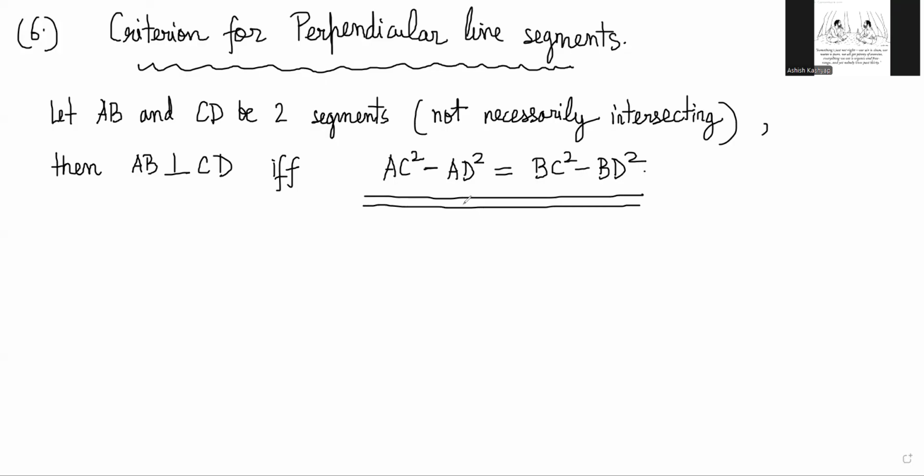So first of all, notice the structure of the statement. AC square minus AD square should be equal to BC square minus BD square. It's symmetric and easy to remember. We are saying that two segments will be perpendicular if and only if this is true. So think about it, try to prove it.